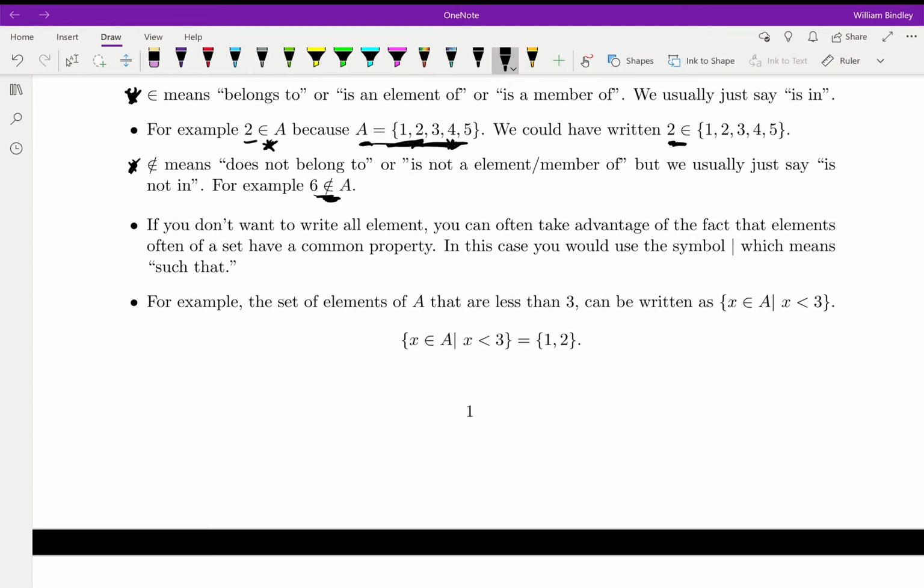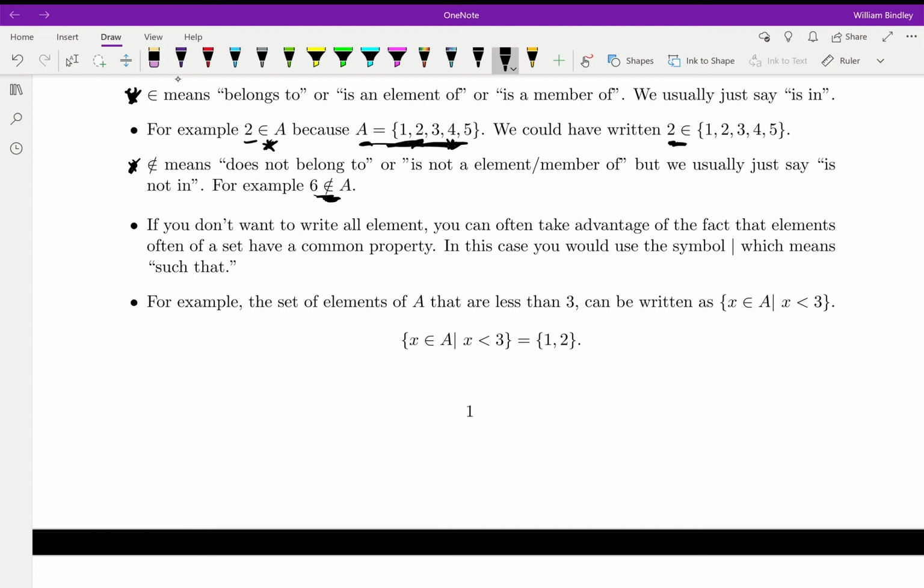Okay, so it can get tedious to write all elements in a set, so often you can make your notation shorter and take advantage of the fact that elements of a set often have common properties, right? And you can almost always find a common property between all of the elements of a set, depending on how creative or imaginative you want to be.